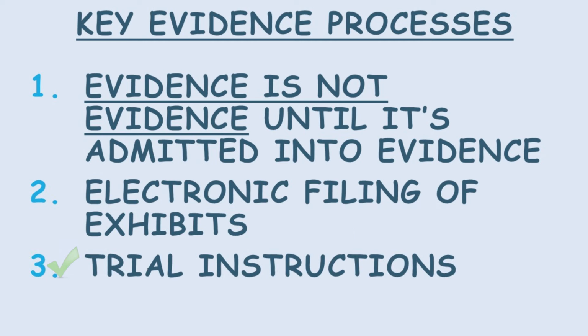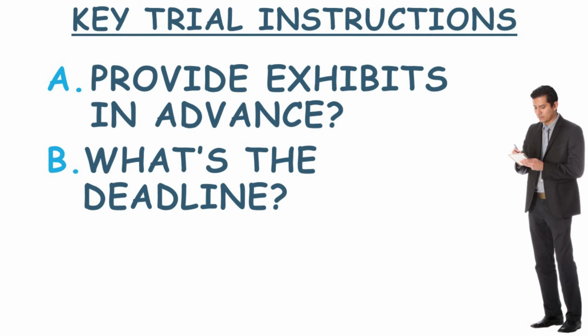Number 3, before the trial happens, expect trial instructions from the judge. If they don't provide any, ask for them. Some key trial instructions are: do we have to provide exhibits to the other party before the trial? If so, is the deadline 1 week before trial or 30 days before trial? This varies by state and court, and you need to know this.